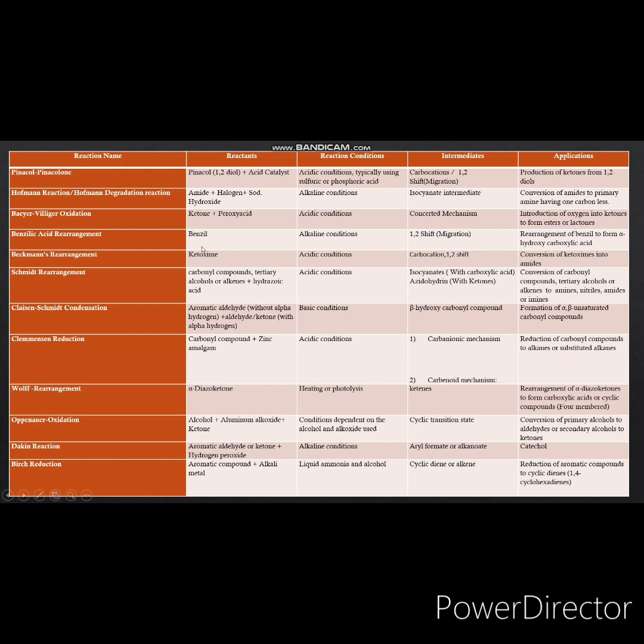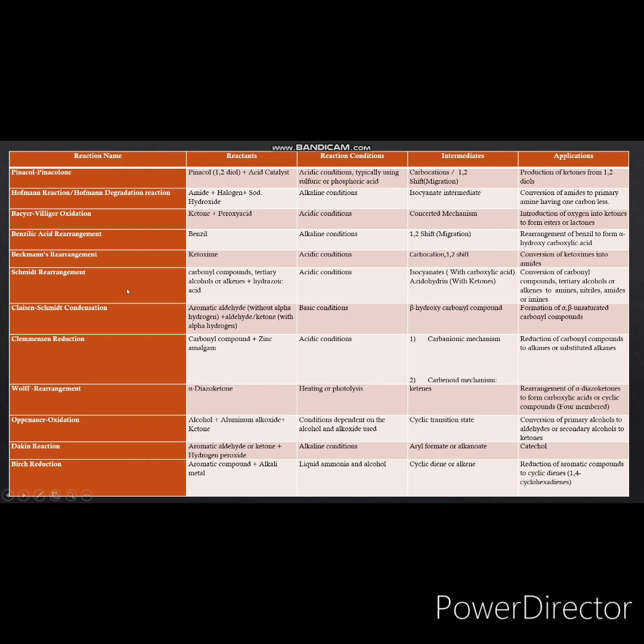The benzilic acid rearrangement, here as the name indicates, we have to take benzil, and alkaline condition is maintained. Here also, like pinacolone, there is a 1,2 shift, migration of a group from the first carbon to the second carbon. And in this reaction, the product formed is an alpha hydroxy carboxylic acid. The Beckmann rearrangement, the characteristic ketoxime is the reactant. Acidic condition is maintained. Carbocation is formed in this reaction, and there is a 1,2 migration, and finally we are getting amides.